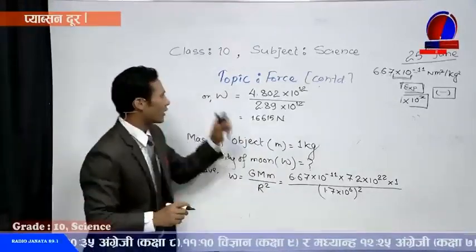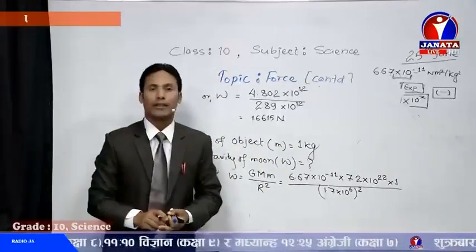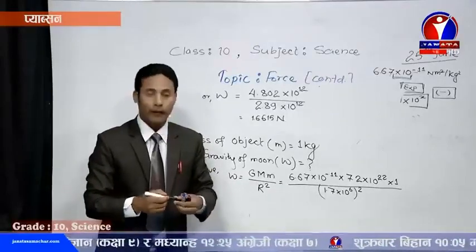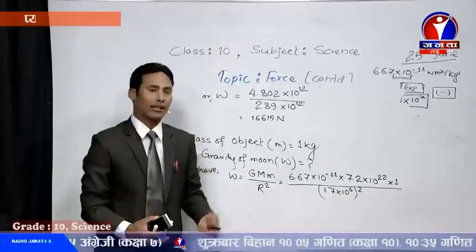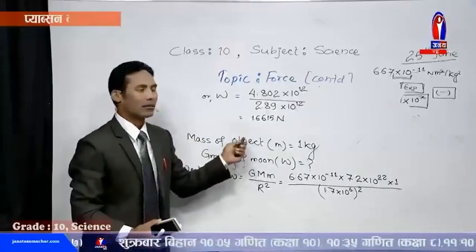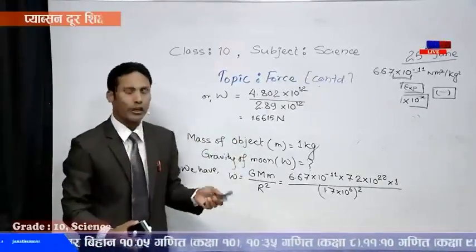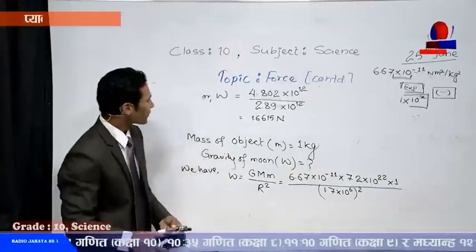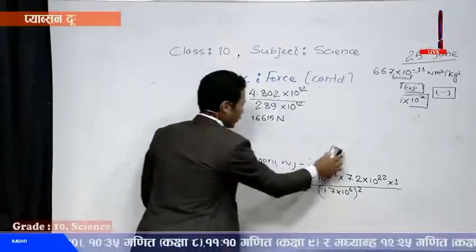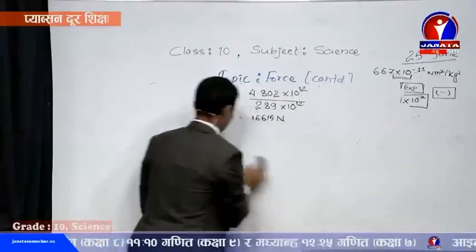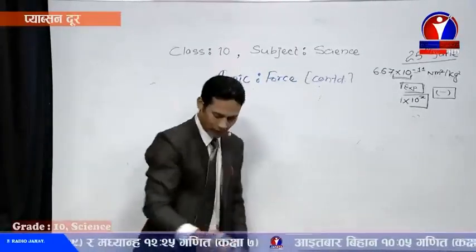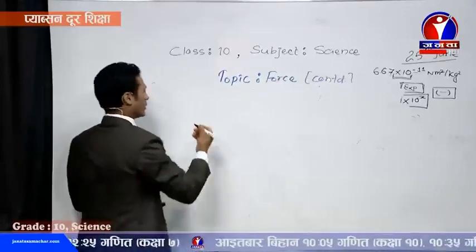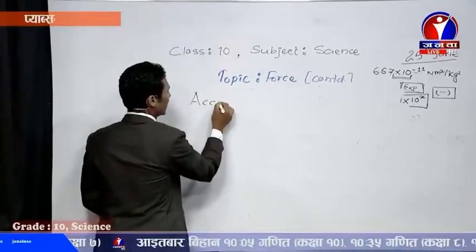Okay, so this is the way or method to calculate the gravity of a heavenly body. In the same way, let's collect some numerical problems and calculate them by using the formula. Okay, so next one is acceleration due to gravity.